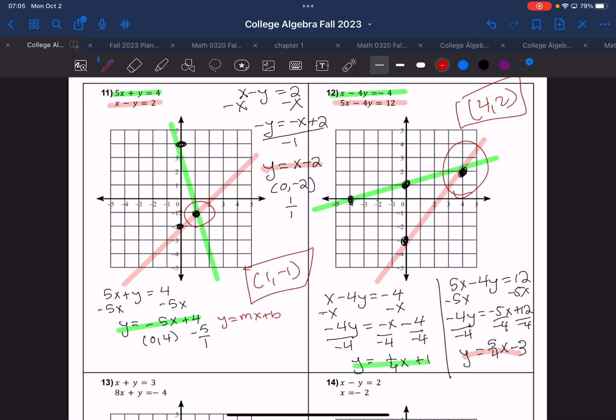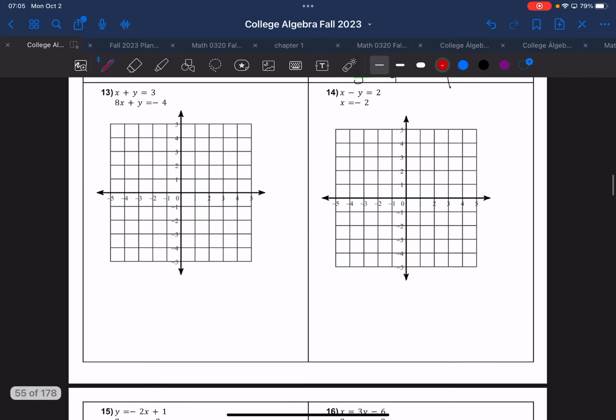Okay, let's look at 13, 14. So again, these equations are not in y equals mx plus b form, so we need to place them in that form. Looking at my first equation, x plus y equals 3, what's my first step to get y by itself? Subtract x. So I get y equals -x plus 3. Okay, so that's my new green.